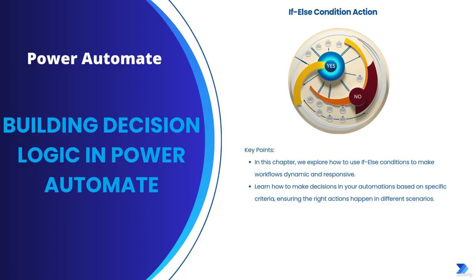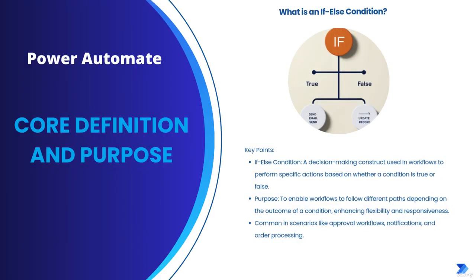Key objectives of this chapter: understand the if-else construct. You will learn the definition of the if-else construct and its significance in automating tasks. The if-else condition serves as a decision-making framework that enables your workflows to choose between two or more paths based on whether certain conditions are met. By understanding this construct, you can create automations that mimic human decision-making processes.